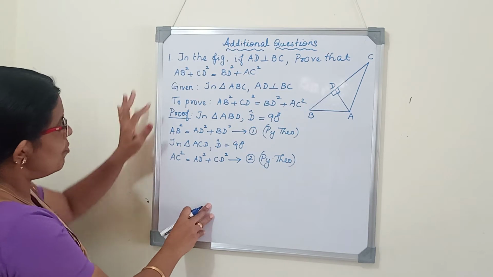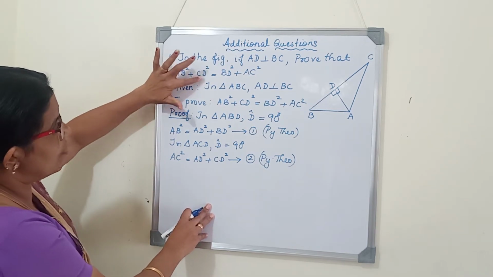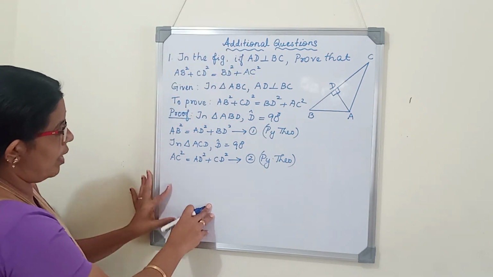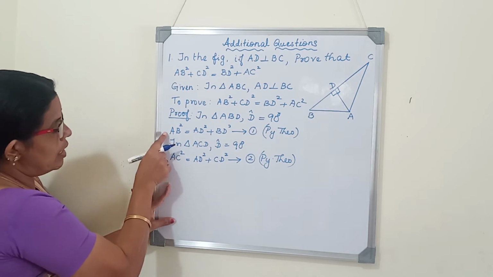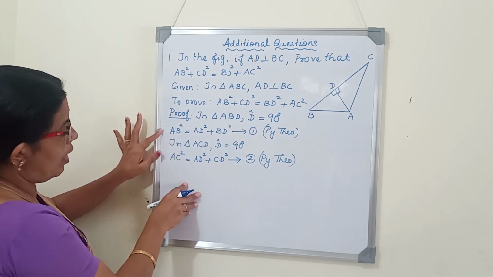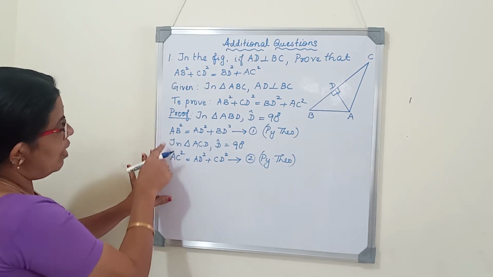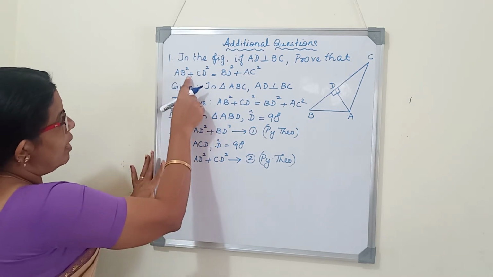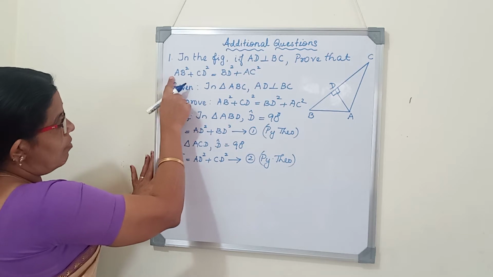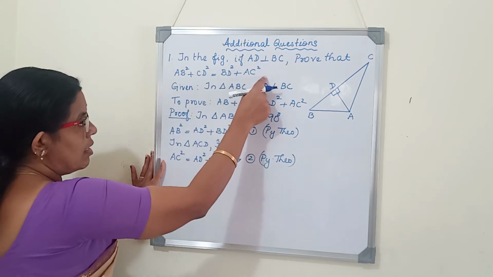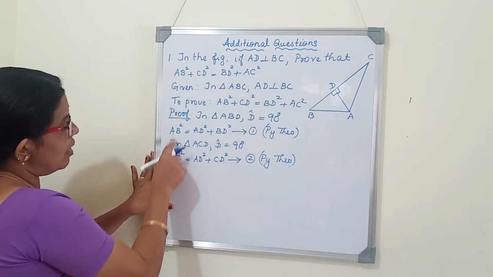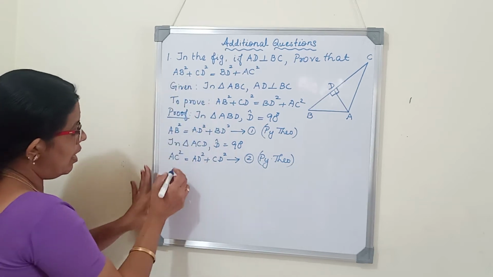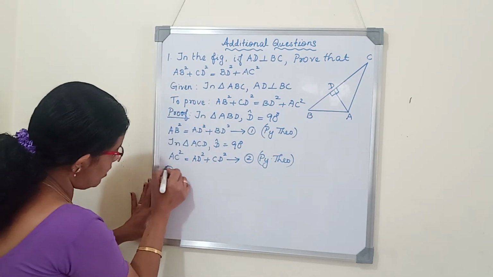Now we want to prove that AB square plus CD square equals BD square plus AC square. We got two equations, the first starting with AB square and the second with AC square. If we add the equations, AB square is on one side of the equation and AC square is on the other side, so we will not get this answer. Instead of that, we will subtract the equations.